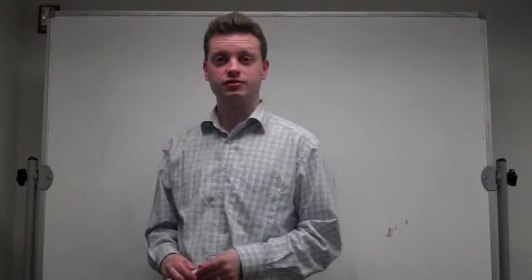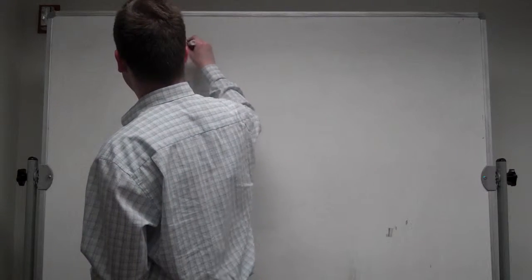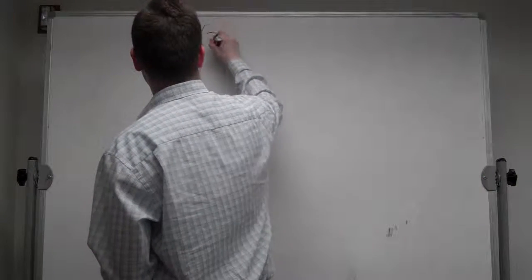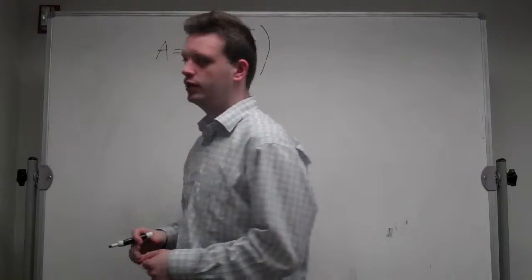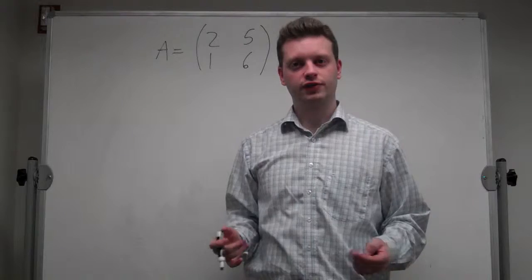In this video, I will show you how you can calculate the eigenvalues and eigenvectors of a 2 by 2 matrix. You can easily extend these results to an n by n case. So let's start with a simple matrix. Let's assume A is equal to 2, 1, 5, and 6. And we want to find the eigenvalues of this matrix.